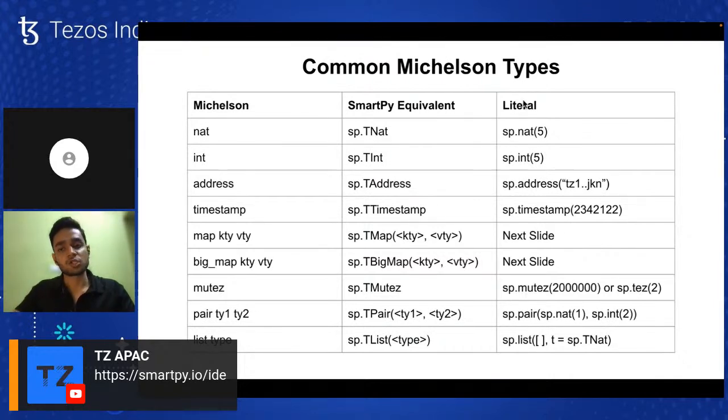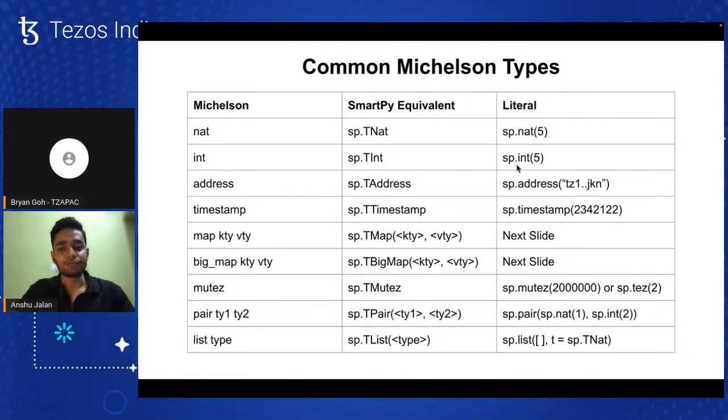Then we have literals. If you have a certain literal and you want to force it to be of a certain type, then you can wrap it with sp. and the name of the type. So if you want a number to be a nat, you can just do sp.nat and within the parameters pass 5. Then we also have integers, and for integers we can do the same as for nats: sp.int(5).